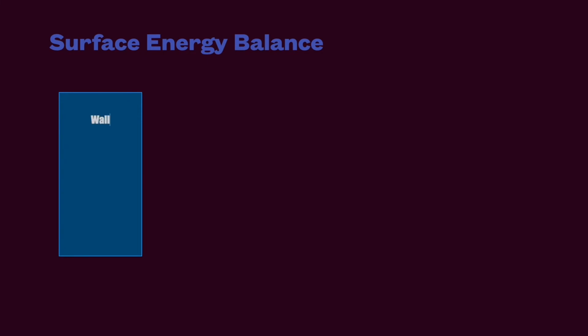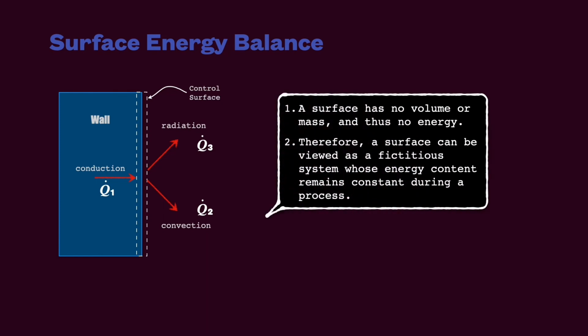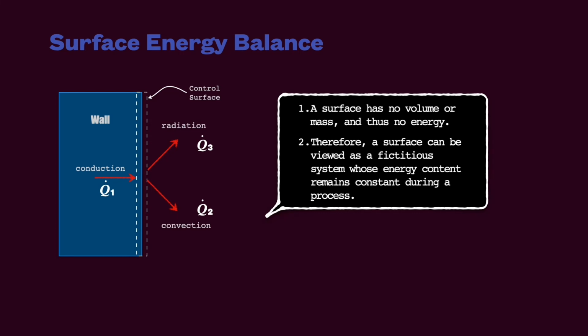Assume the heat conducted to the outer surface of the wall of a house in winter is convected away by the cold outdoor air while being radiated to the cold surroundings. A surface has no volume or mass and thus no energy. Therefore, a surface can be viewed as a fictitious system whose energy content remains constant during a process.